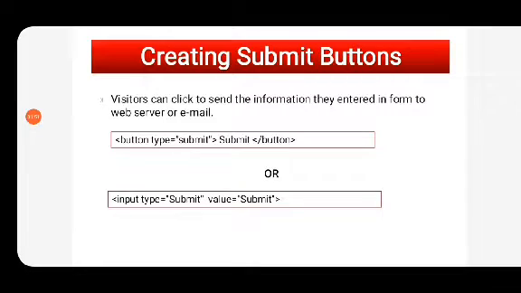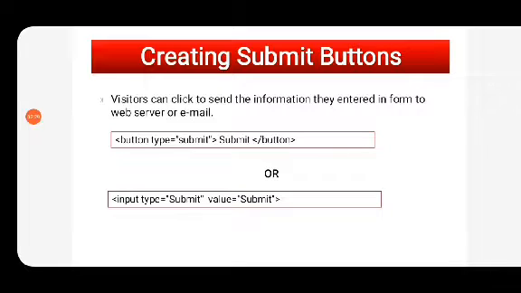Submit buttons are basically used to send the data that has been entered in a form to the web server. So from the area where you are entering the data, means the form, to the web server or the email, this submit button is used. So let us see what are the different tags that we can use. First is a button tag, like button type equal to submit, and then the text which you want to have on your button, like I have written submit, so that will appear, and then close the button tag.